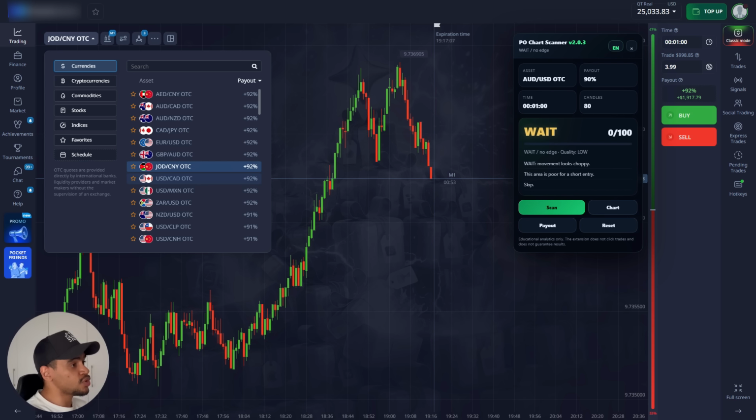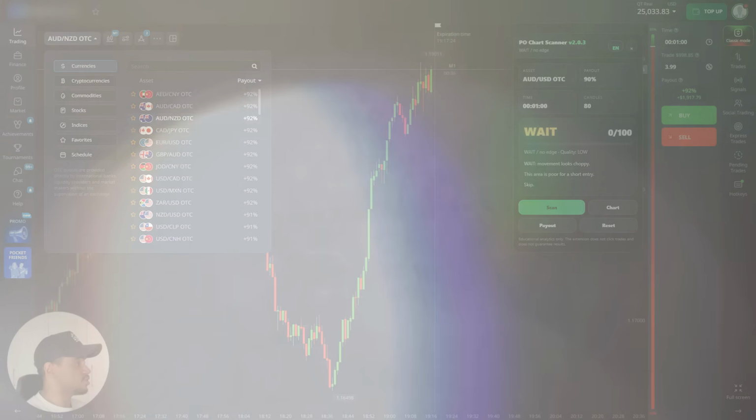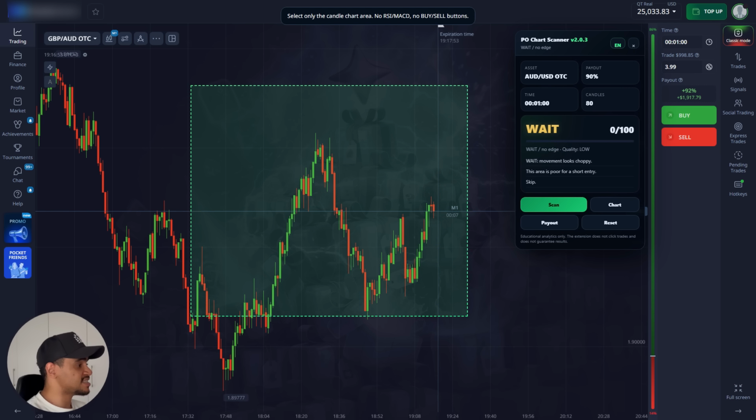So this is how you do it. You don't want to go crazy and you don't want to rush into every single trade and try to make trades as fast as possible. Take your time. It's only a minute of your time, but it will save you a lot of money. So make sure to absolutely follow those trades. So let's see if we get a signal on this one.